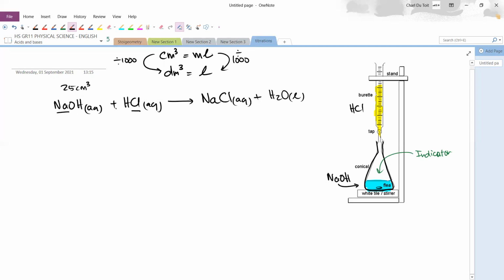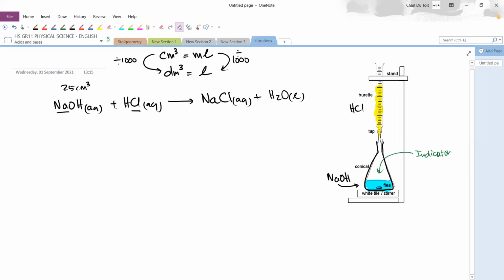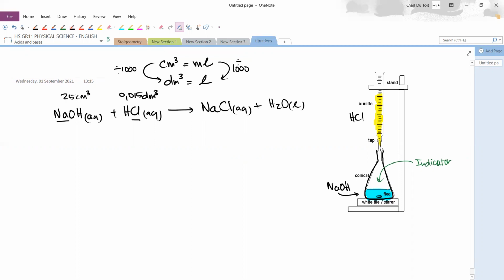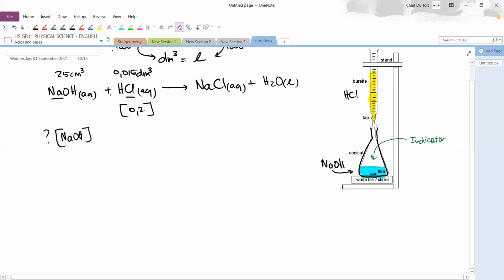Okay, but we are adding the acid, and we're adding 0.015 cubic decimeters. Now, very important, we're using two different types of units, and the concentration of that acid is 0.2 moles per cubic decimeter. Square brackets is shorthand for concentration. So I want to know, what is the concentration of the sodium hydroxide?